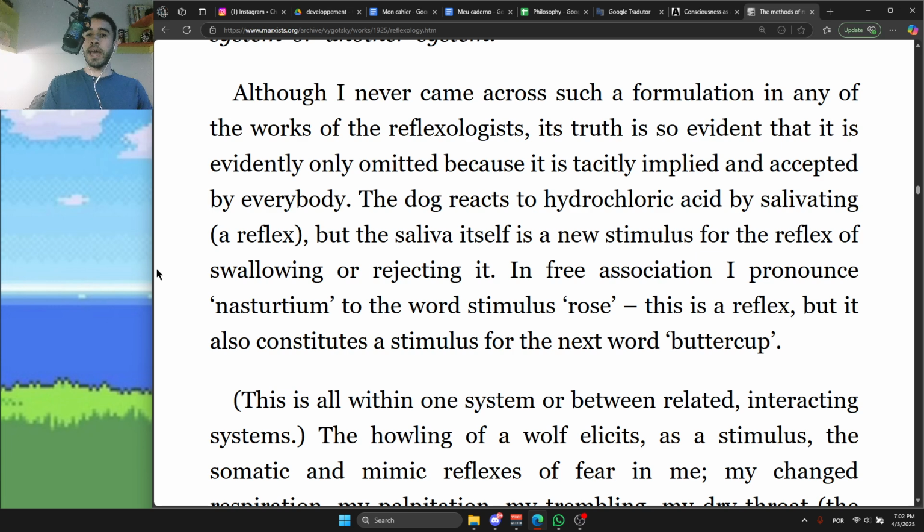The dog reacts to hydrochloric acid by salivating. He reflects. But the saliva itself is a new stimulus for the reflex of swallowing or rejecting it. In free association, I pronounce "nasturtium" to the word stimulus "rose." This is a reflex, but it also constitutes a stimulus for the next word, "buttercup."